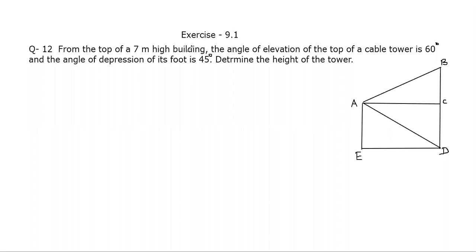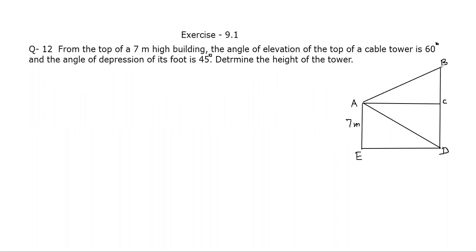Exercise 9.1, question number 12. From the top of a 7-meter high building, the angle of elevation of the top of a cable tower is 60 degrees and the angle of depression of its foot is 45 degrees. Determine the height of the tower. Here, this is the 7-meter high building.